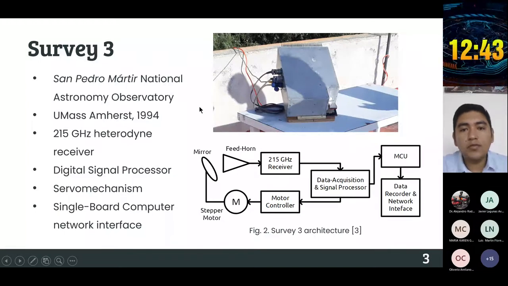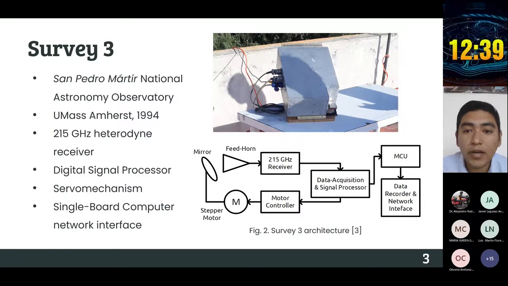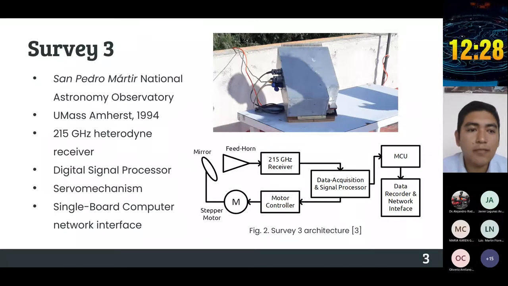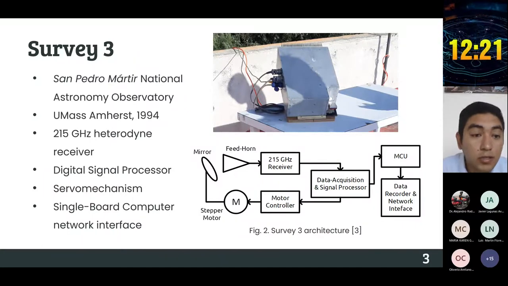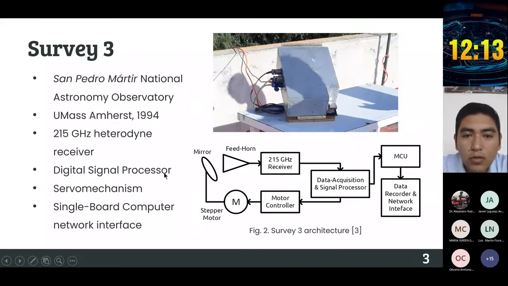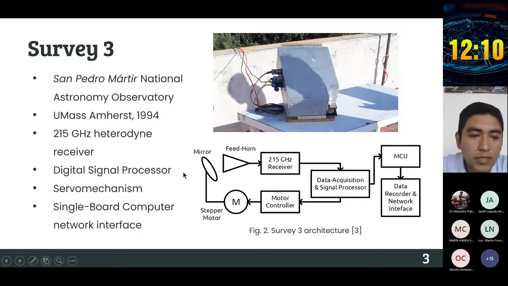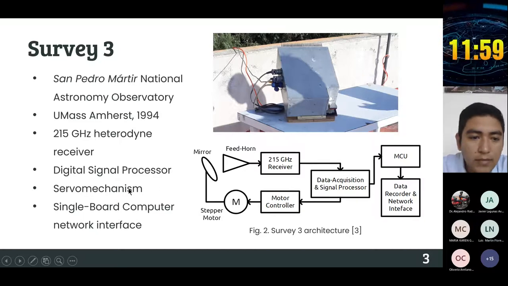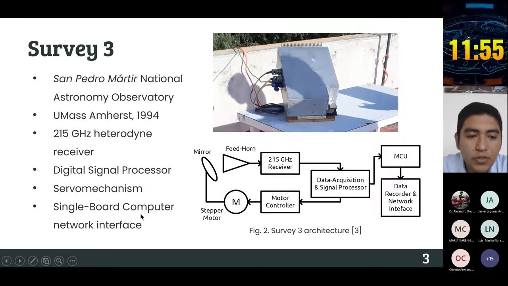Now I'm going to present three different radiometers that were used and are used in observatories in Mexico and South Africa. This is the Servo Tree, the local radiometer of the San Pedro Mártir National Astronomical Observatory in Baja California. It was designed by the University of Massachusetts Amherst in 1994. It is a 250 gigahertz heterodyne receiver, and it has a digital signal processor that performs all the control and monitoring of the data of the instrument. It also has a servo mechanism that controls the mirror and sky radiation feed horns, and it implements a single board computer as a network interface in order to communicate with other components.